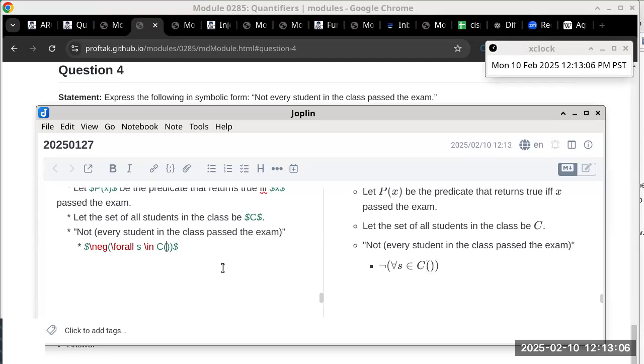So now inside the parentheses we have to make use of the predicate P, but we already mentioned earlier that the predicate P means P of X is true if and only if X passed the exam, right? So in this case we also want to express just P of S, because inside the parentheses, we want to express every student in the class passed the exam. So this is one way to express that.